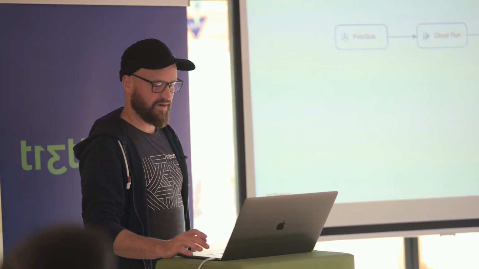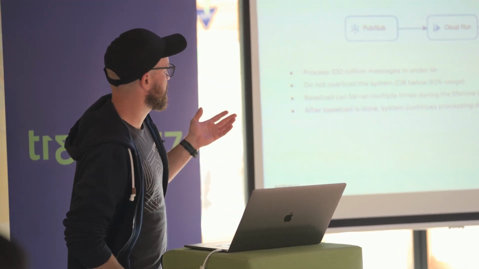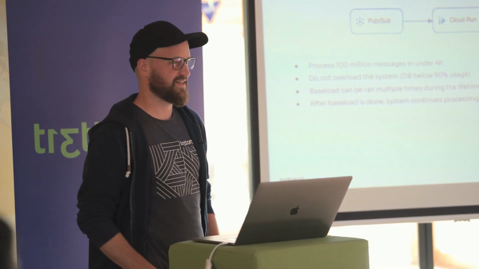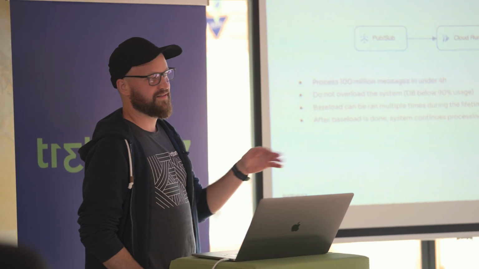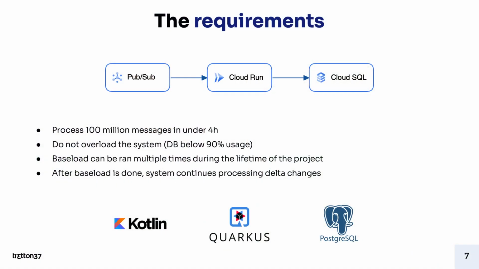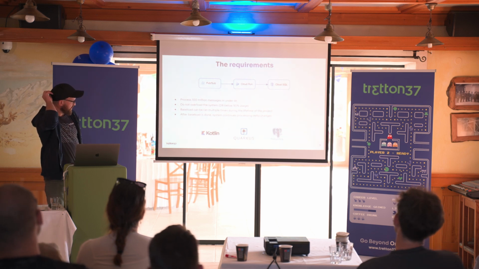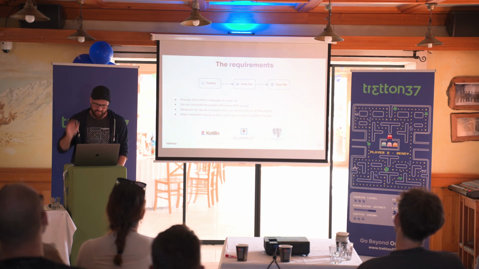So we decided to run everything on Cloud Run, and those were the requirements. Around 100 million messages, and the idea was to run it in under 4 hours, with the database not grinding to a halt, so below 90% usage, because we have a 10 to 20% usage background. And once those 100 million messages are received, the same system is going to be doing just the deltas. And it can be run multiple times, in case something goes wrong. My team is in the process of rewriting everything. So that's why we picked Quarkus and Kotlin, and with Postgres.